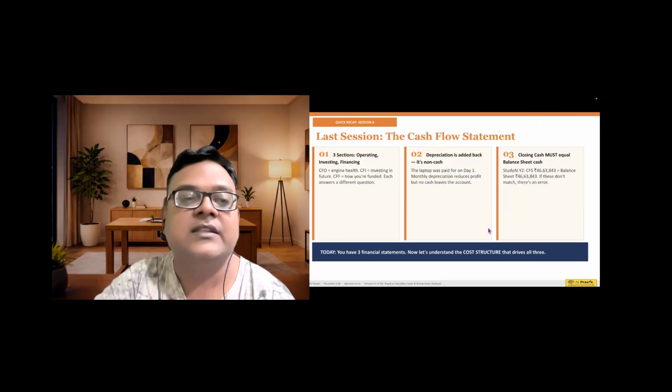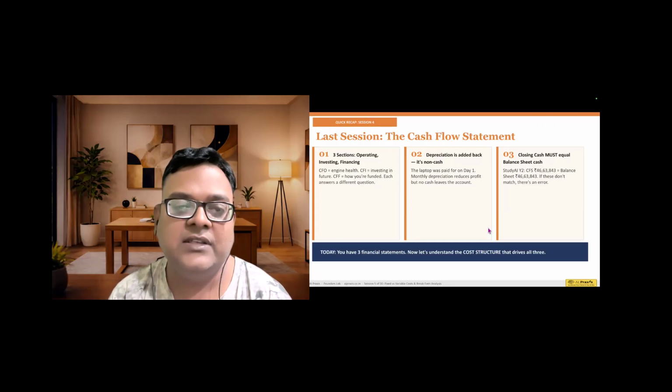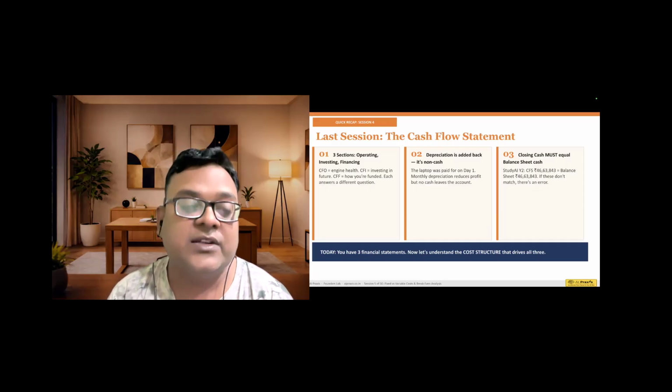But before that, let's quickly look at the recap. In the last session, we dealt with the cash flow statement. There were three sections in the cash flow statement, if you may recall: operating, investing, financing. The CFO, which was the operating cash flow, is the engine health. The CFI, investing in future, and CFF, how you are funded. And each answers a different question.